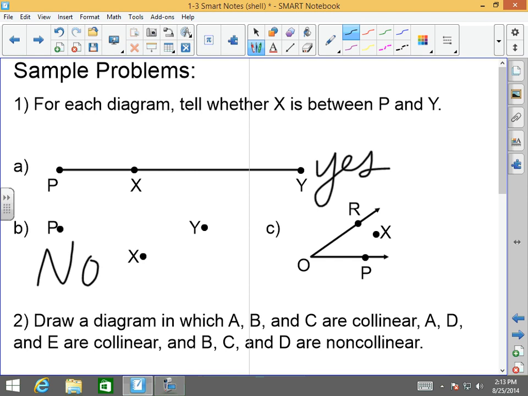Yes, sir. No. You'd have to have it like this, my brother. You'd have to have a point here, a point here, a point here, go like this, and then come straight down like that. And then those are collinear. Thank you so much. Great questions.